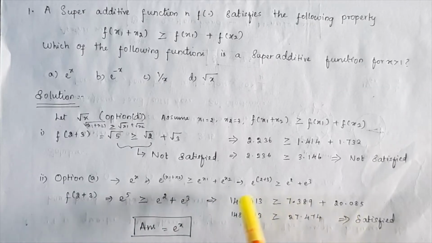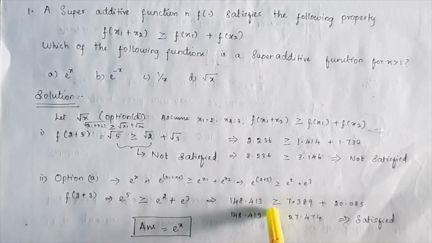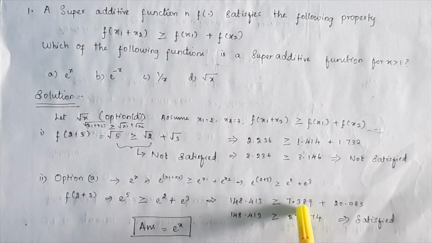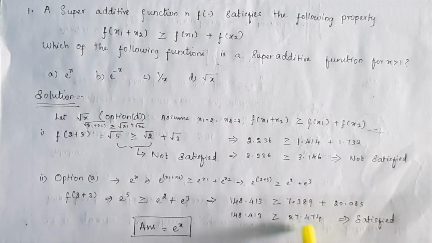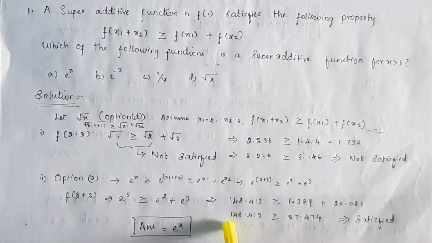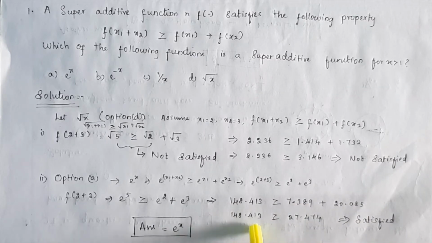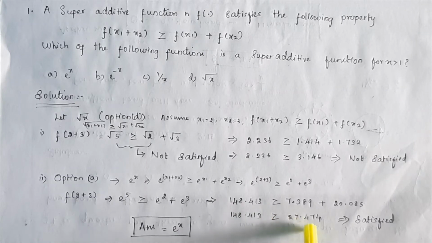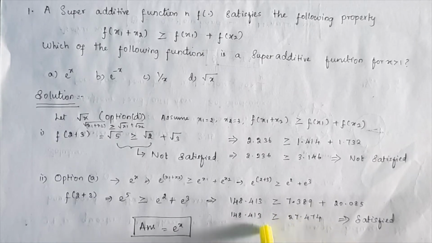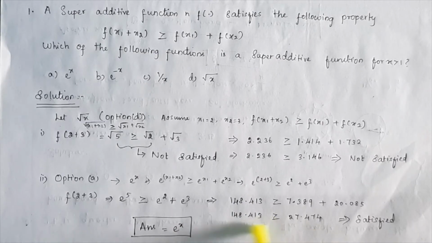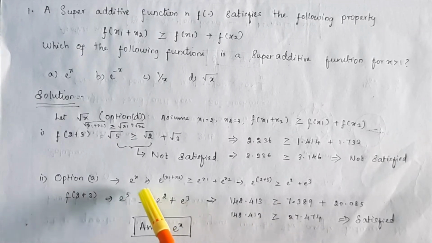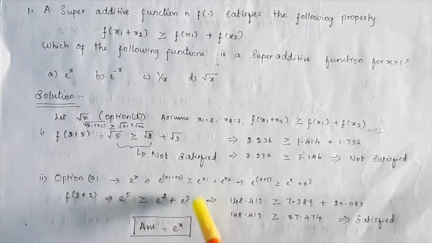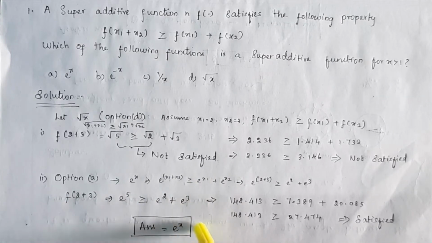It becomes 148.413 is greater than or equal to 7.389 plus 20.085. By solving this we get 148.413 is greater than or equal to 27.474. Here the left hand side is greater than the right hand side, so the defined property is satisfied. Therefore e power x is a superadditive function. So the solution for this problem is e power x.